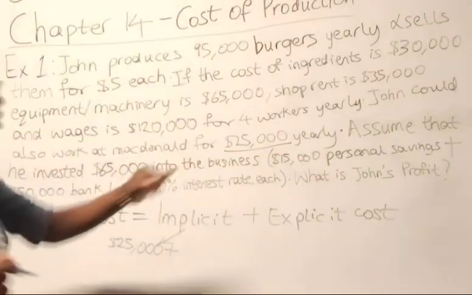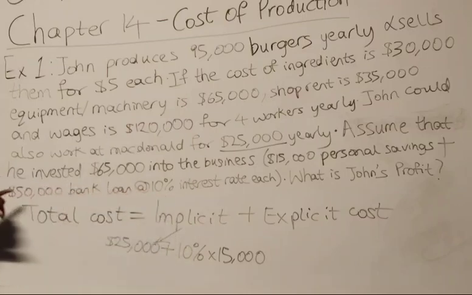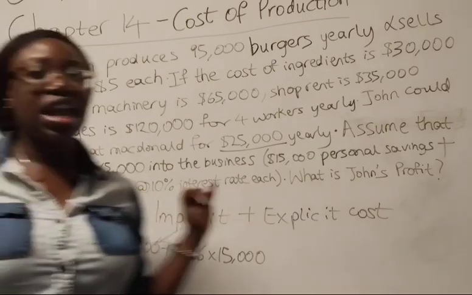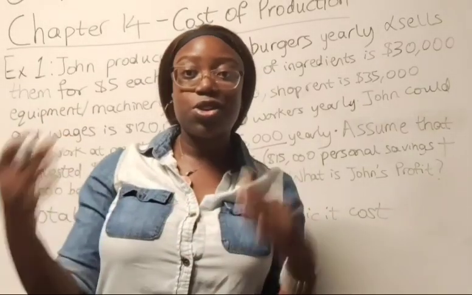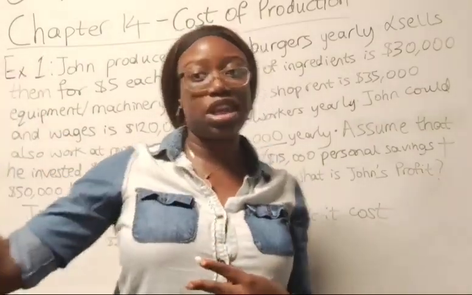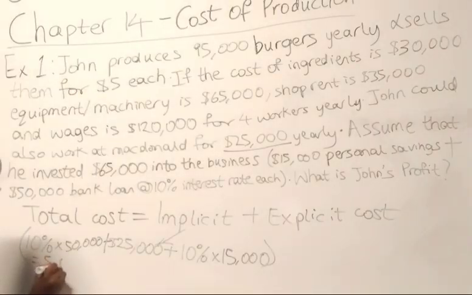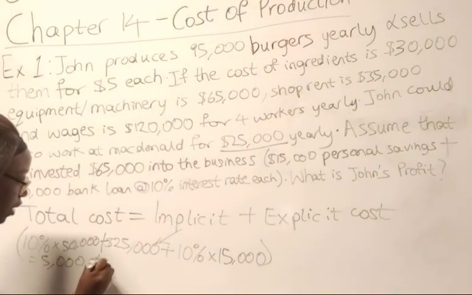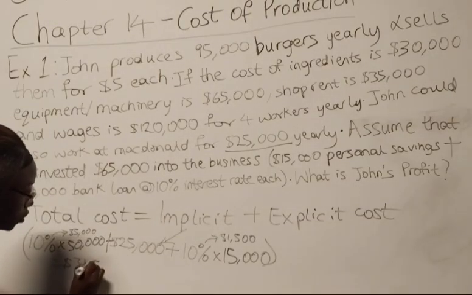So now, 10% of $15,000, and then you also have 10% on the loan that he took out. So remember that when he has to pay back, the cost of the business is not just the $50,000 loan that he took, it's also how much he has to pay back. He has to pay back that 10% on a yearly basis, okay? So those are his 3 implicit costs. And if we add that up, that is going to give us $1,500 plus $25K plus $5,000. And that's going to give you $31,500.